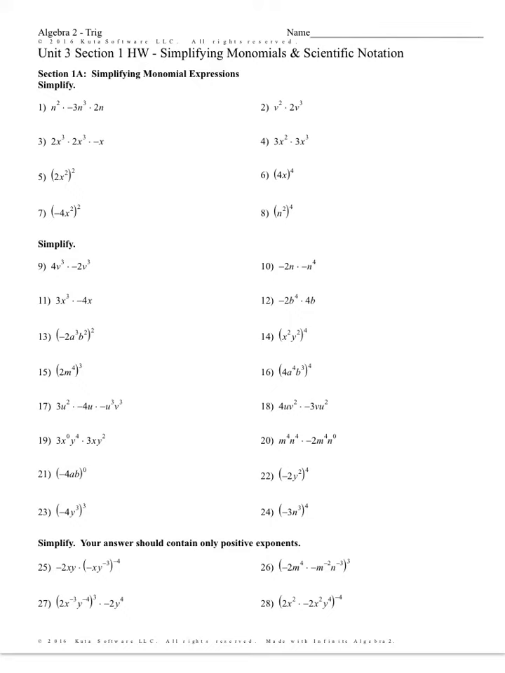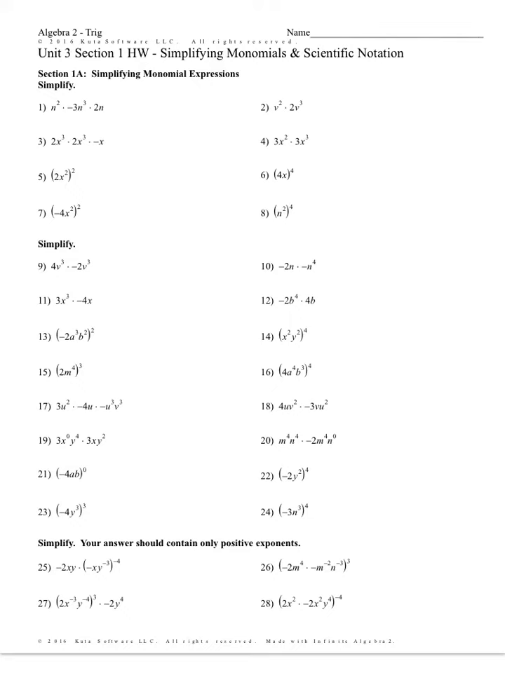In Unit 3, Section 1, we're going to look at simplifying monomials and then also get into some scientific notation. First one we're going to look at here is number 1. So let's focus in on that. Now you're multiplying n squared times negative 3n to the third times 2n.